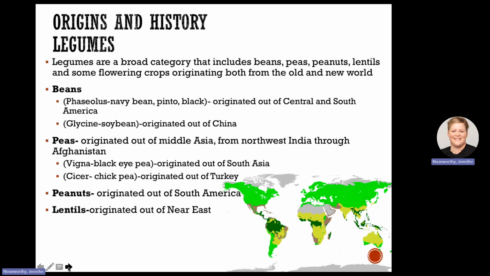Then we have peas, and these originated out of Asia. And some examples of those include Vigna, or the black-eyed pea, out of South Asia, and then Cicer, which is the chickpea that is out of Turkey. Then we have another category that is peanuts. Those were domesticated in South America, and then lentils that were domesticated in the Near East.